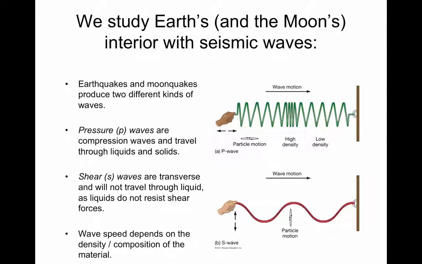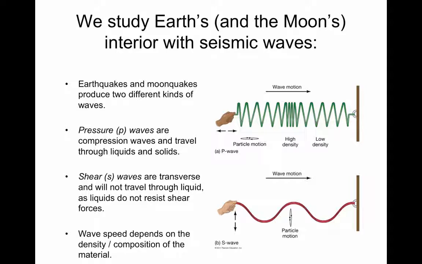So the way that we study the interior of the Earth and also of the Moon is using seismic waves. Earthquakes and moonquakes produce different kinds of waves. One wave is known as a P wave or a pressure wave, and this is also the way that sound works through Earth. Sound is a compression of the air. Pressure waves, P waves, work like this, and they can travel through liquids, they can travel through solids. You know this because you can hear things from underground or you can hear noises from outside your home. These waves come through rather easily.